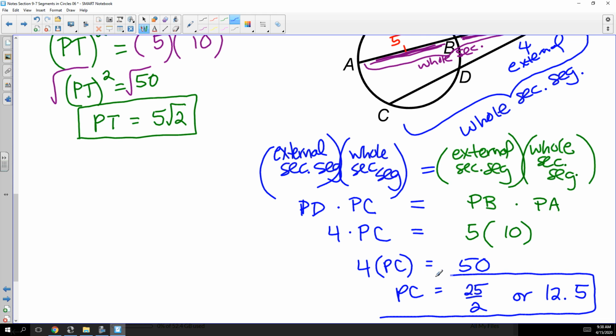You know I prefer the 25 over 2 in pure mathematics. We're going to use improper fractions a lot more. And that's it. Remember that that has to do with segment lengths, not with angle measures, but with segment lengths that are formed by chords and tangents and secants. And you're going to need both of those things for upcoming homework assignments. And that's the end of that one.